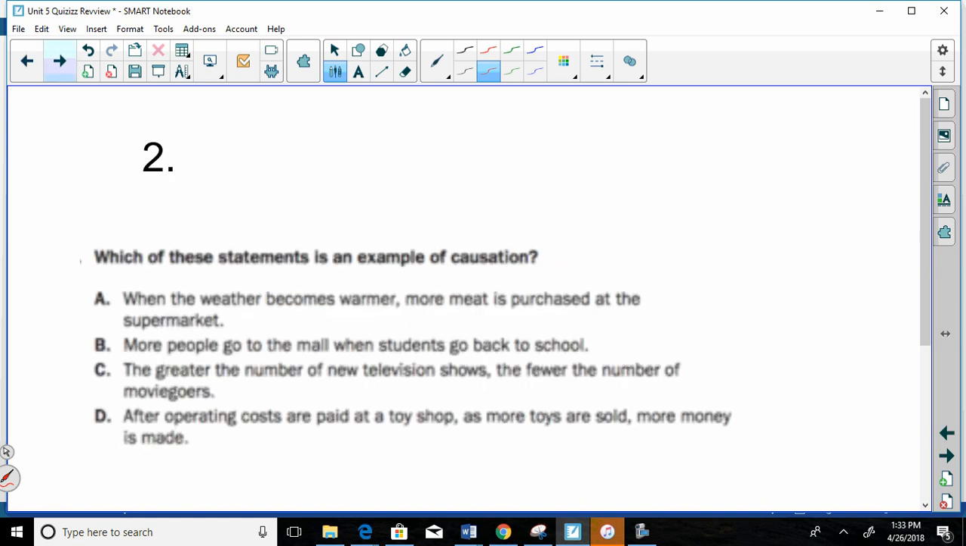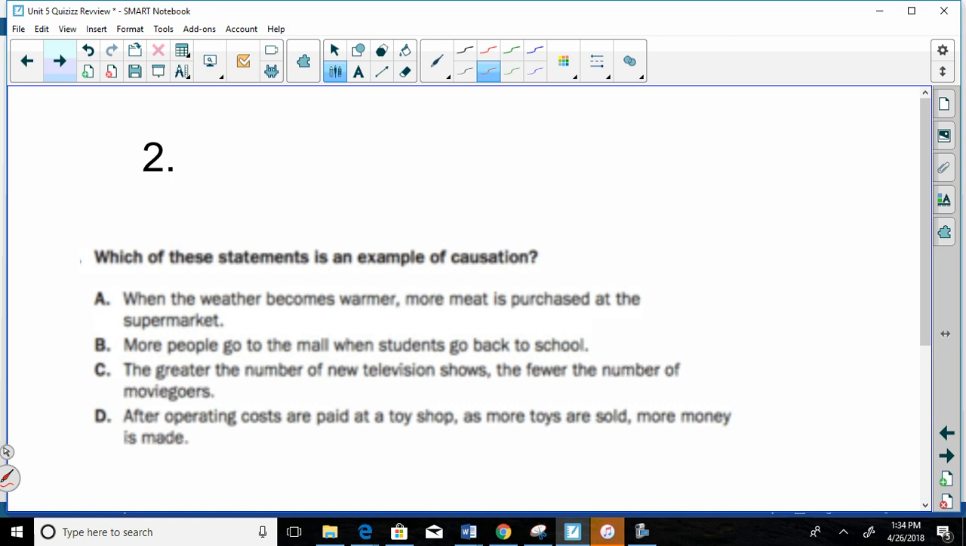Alright, which of the following statements is an example of causation? So remember, causation means one thing causes the other. So which one would be causation? So causation. Which one would be causation?